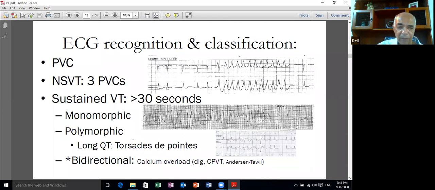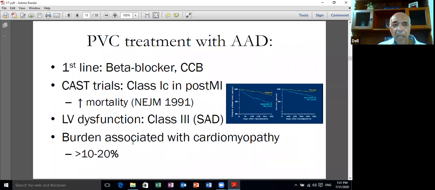Very important to differentiate, because the underlying etiology is completely different, and hence the line of treatment and the strategy of management is completely different. How to treat a PVC? The first line is beta blockers or calcium channel antagonists.